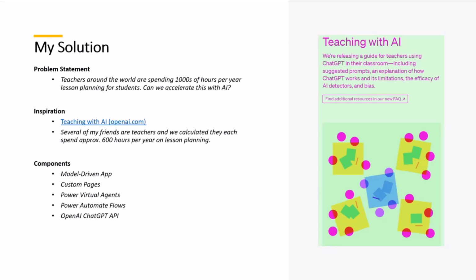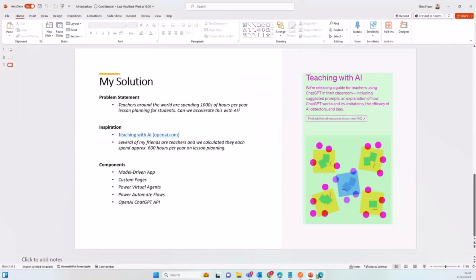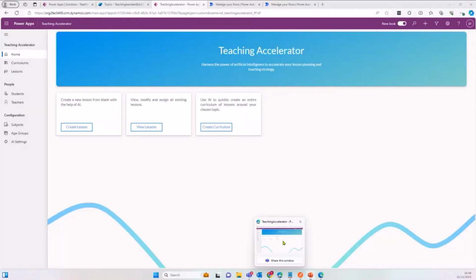The components I used were a model-driven app, several custom pages, Power Virtual Agents, which I guess is Copilot now, Power Automate flows, and of course the OpenAI ChatGPT API. Of course, I could have used the Azure OpenAI API as well. Okay, so that's it. Let's jump straight into the demo here.